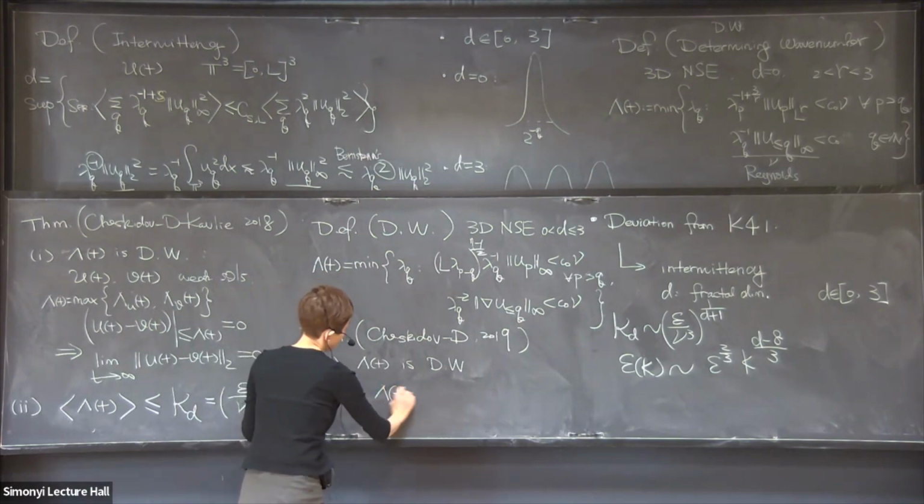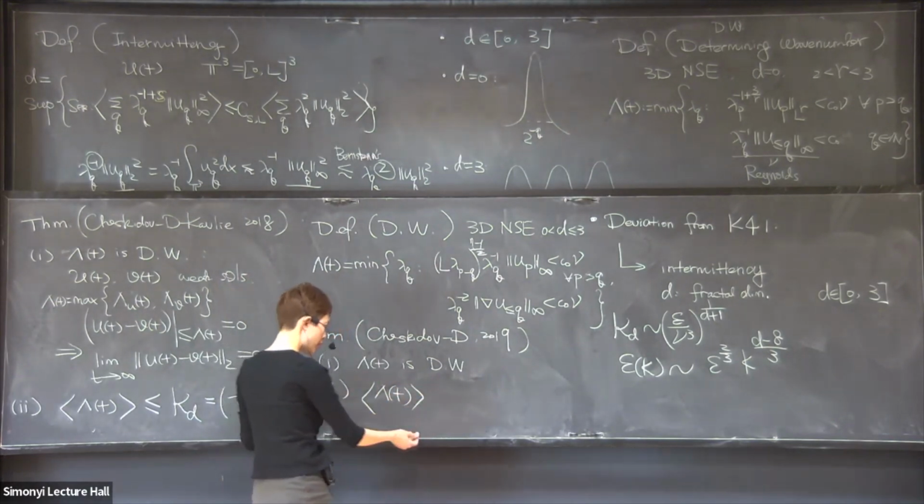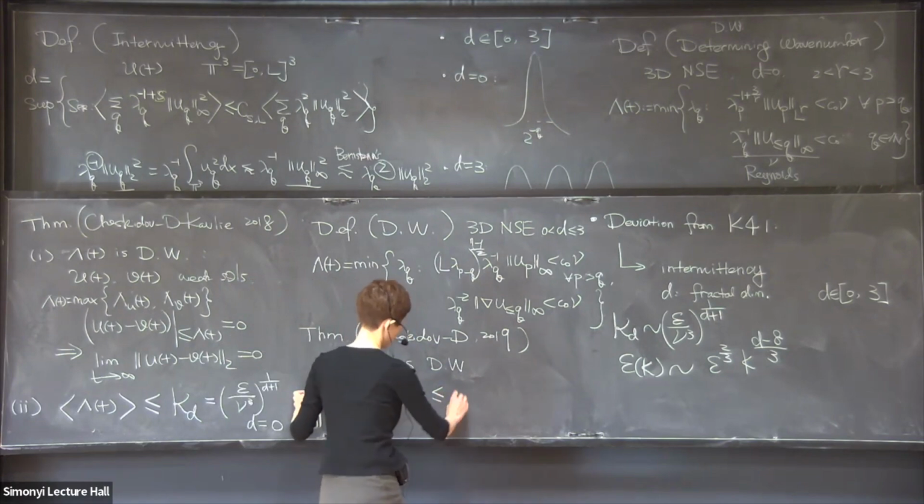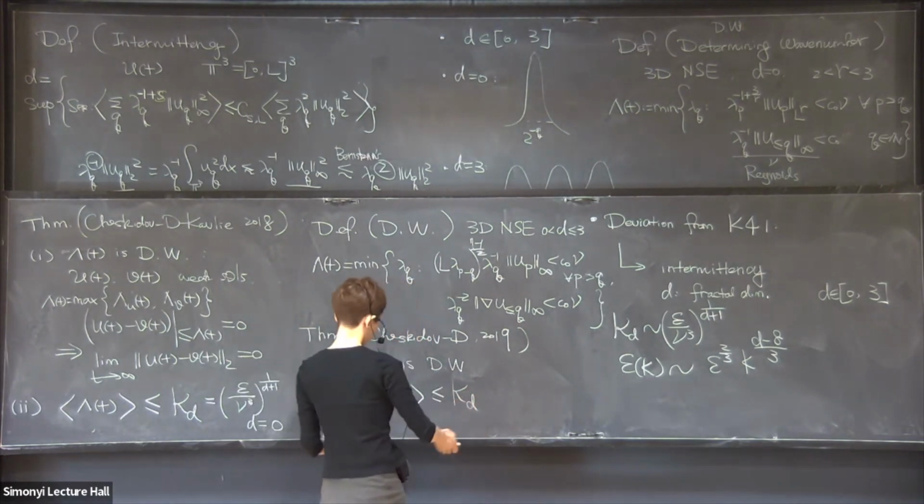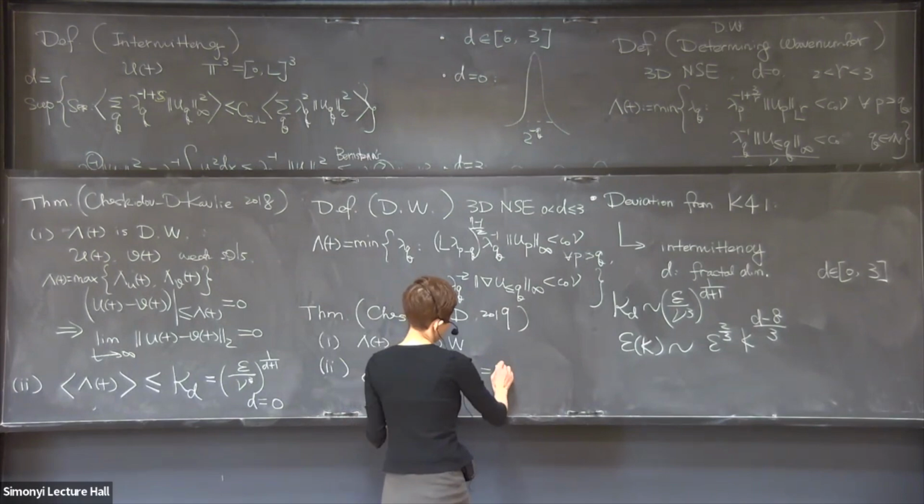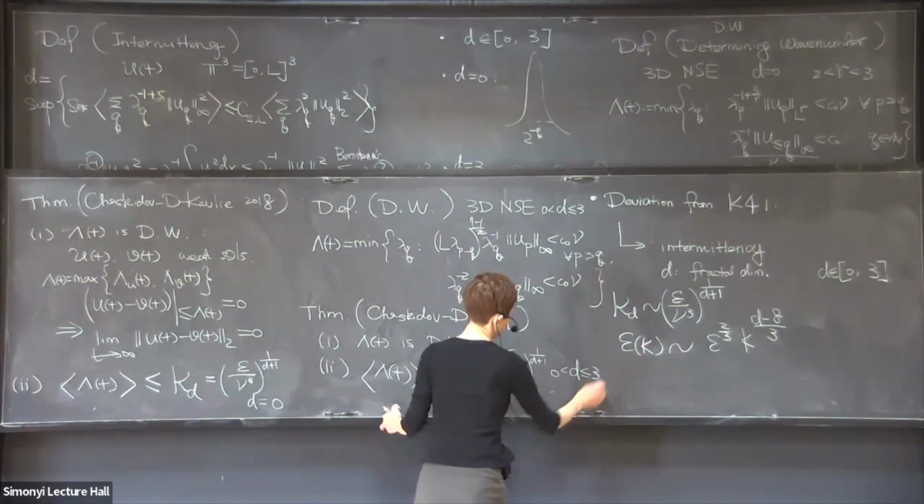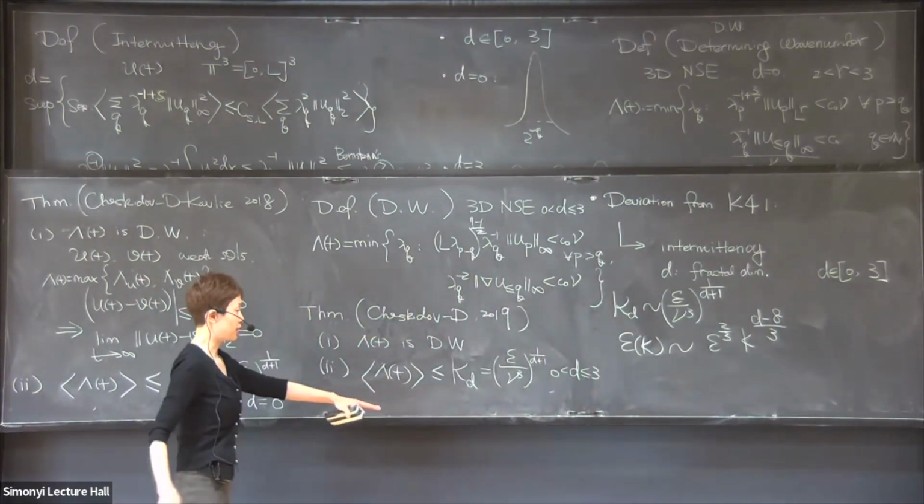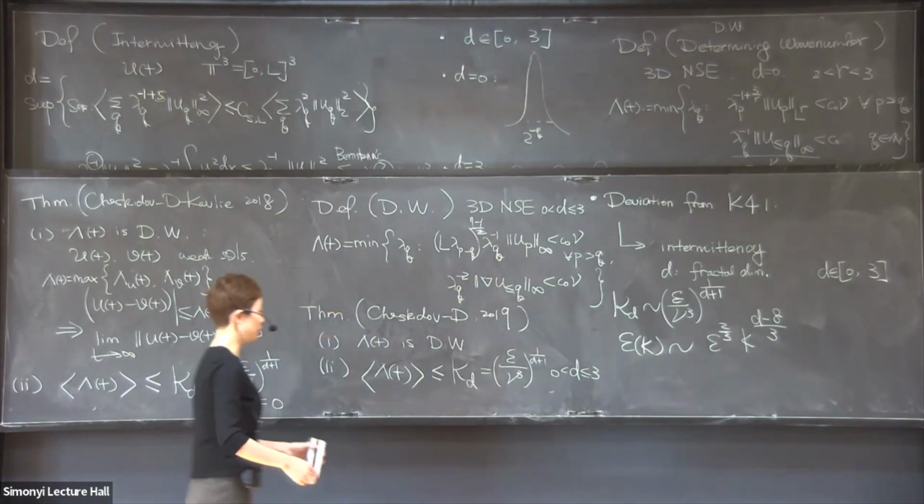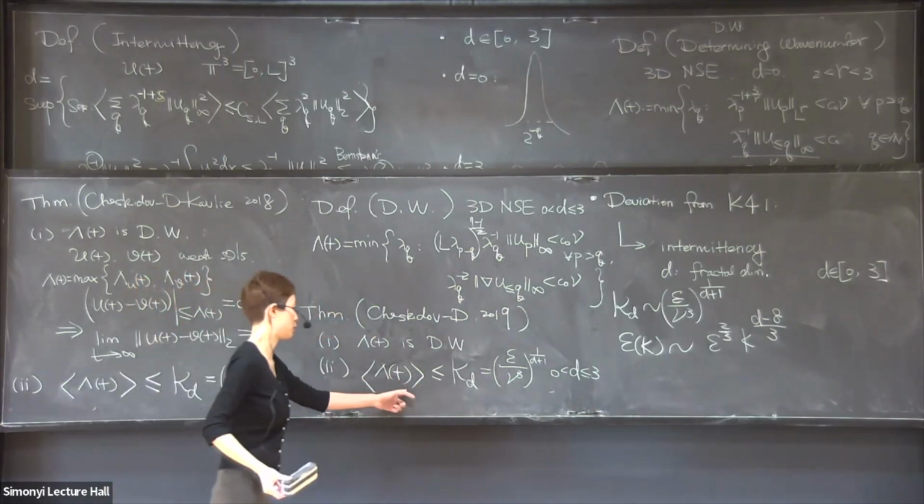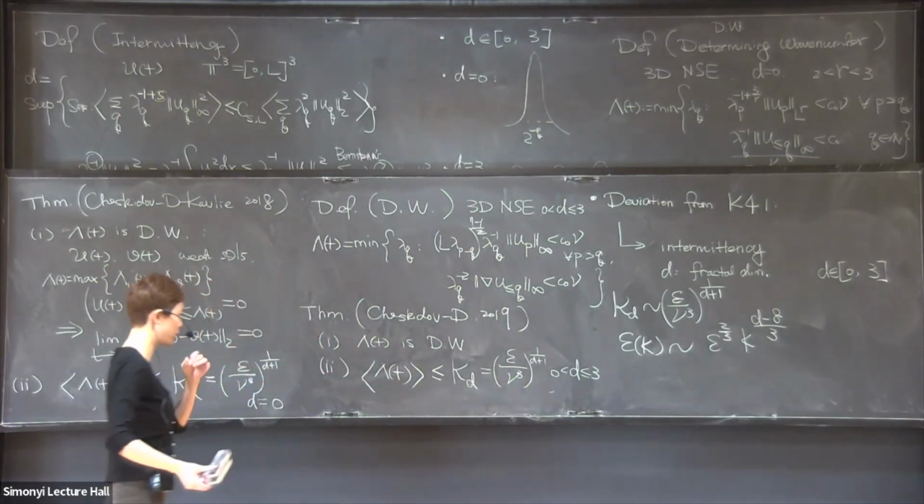Second, the time average is bounded above by the Kolmogorov wave number, for all D away from 0. So again, the estimate is optimal. That is exactly what is predicted by Kolmogorov.